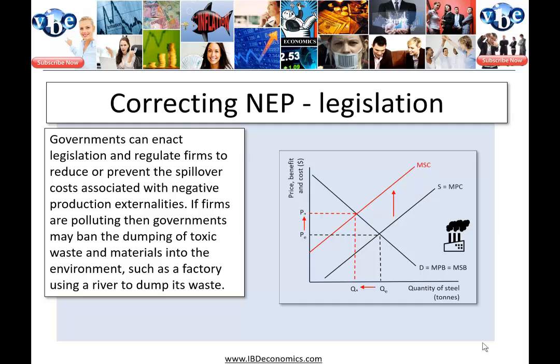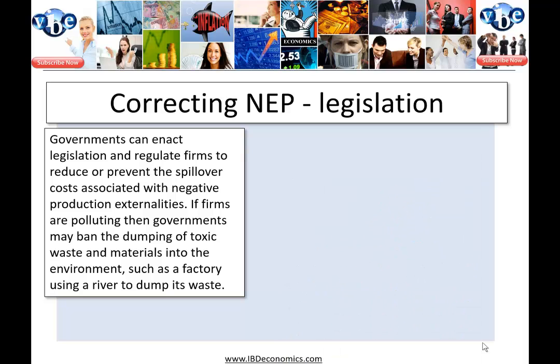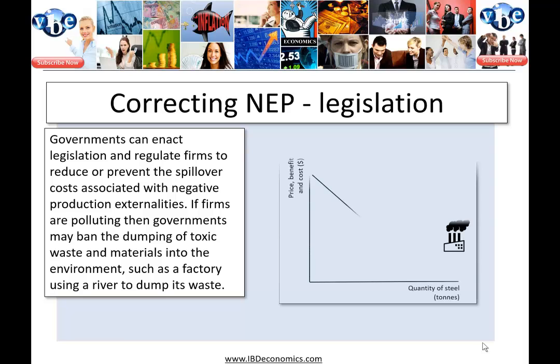So legislation is going to increase the costs of production to firms, because they're going to have to find more environmentally friendly ways to dispose of their waste to stop their pollution. They're going to have to invest in new methods of production, cleaner production, which raises the cost to firms. So legislation increases the cost to firms, raising it to the social cost.